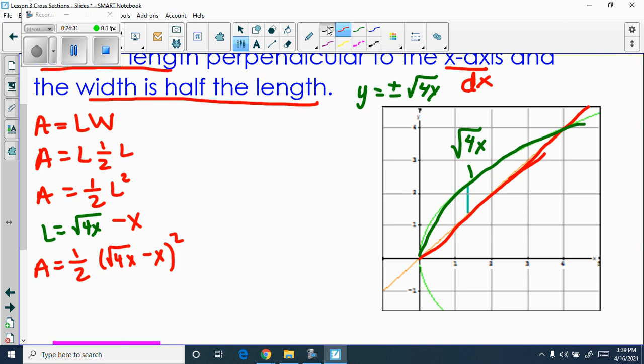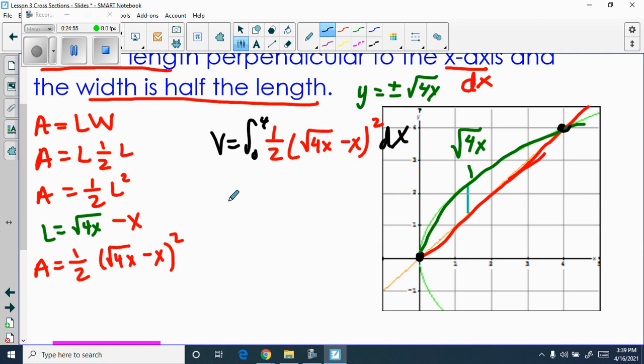Then we're going to plug this into our volume formula. And we're doing with respect to x, so we've got 0 and 4. So we're going from 0 to 4 of 1/2 times the square root of 4x minus x squared dx. And we'll find that our volume is equal to 1.067.